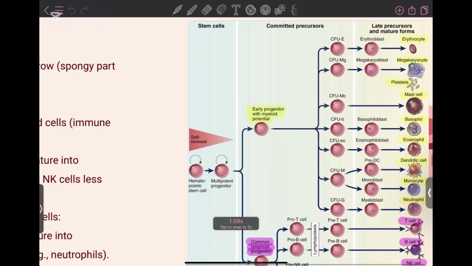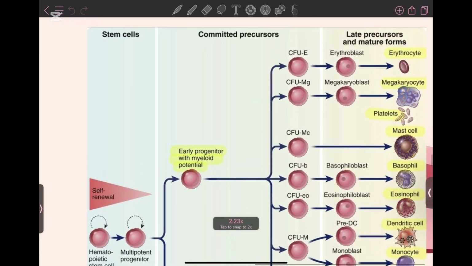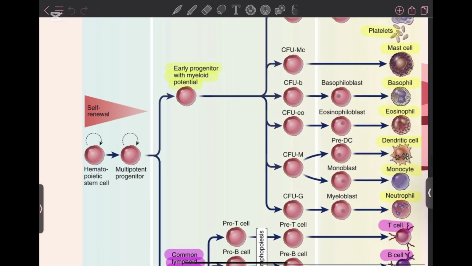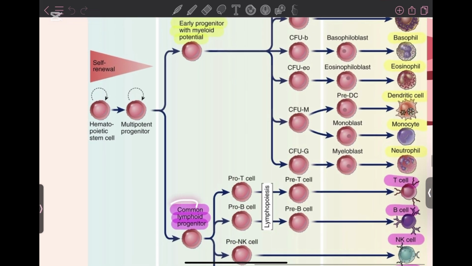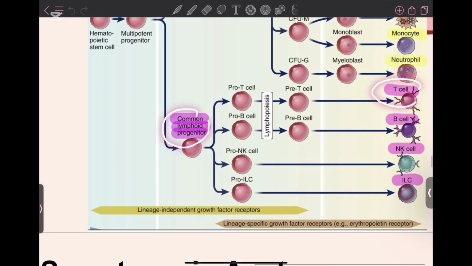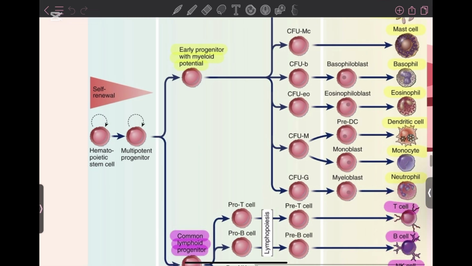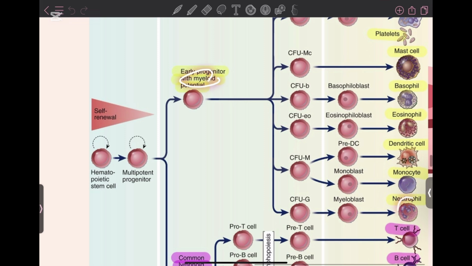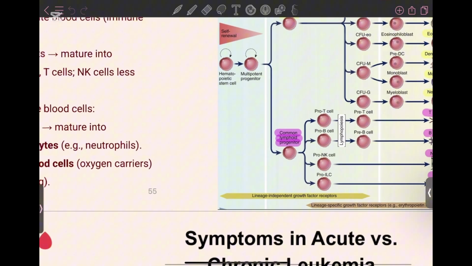And this is the picture that's present in the immune slides. As you can see, the lymphoid progenitor gave us the T cells, the B cells, the NK cells, and the plasma cell as well, while the myeloid gave us the neutrophils, monocytes, dendritic cells, eosinophils, red blood cells, and platelets.